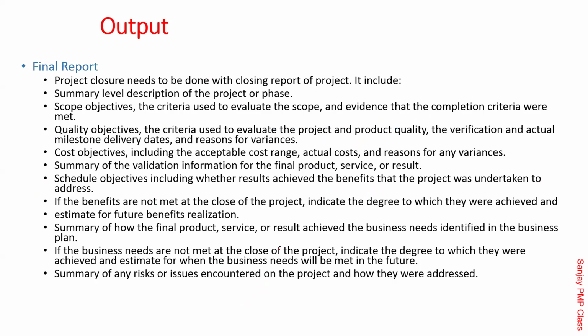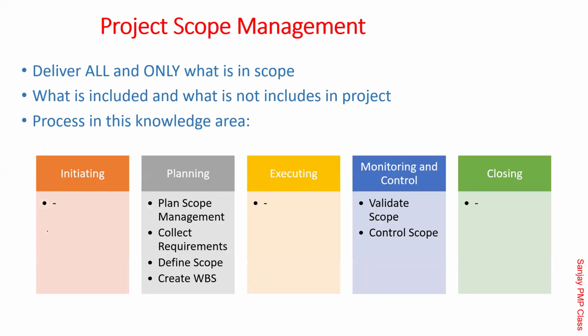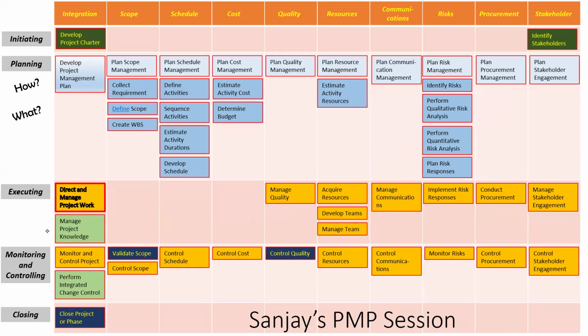So that's what this thing and outputs are. Typically what we have done is in the final report. What are the objectives, what are the quality objectives, have they been met? So read it yourself. This takes care of an interesting OPA update. Some templates and all that you might go ahead and update there. So that was about this column. If you look at it here, this whole column, Sanjay, this is all about how a project manager will close his or her project.